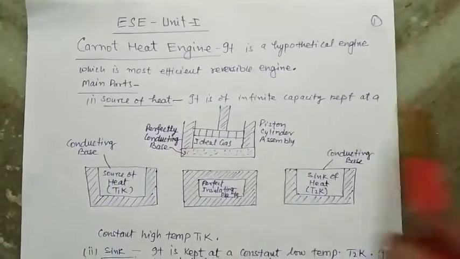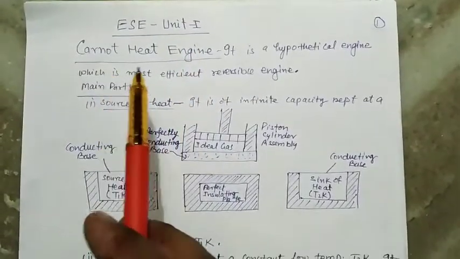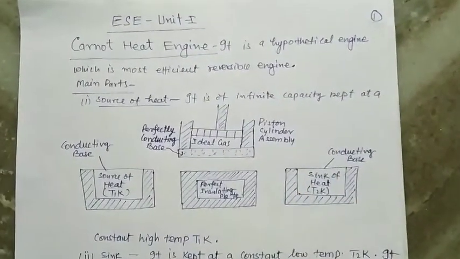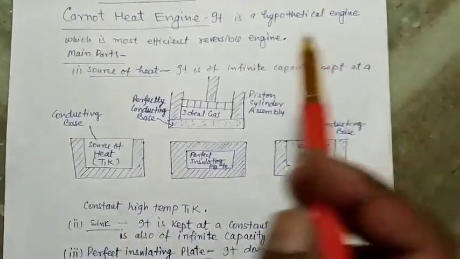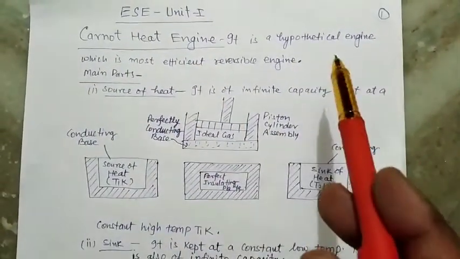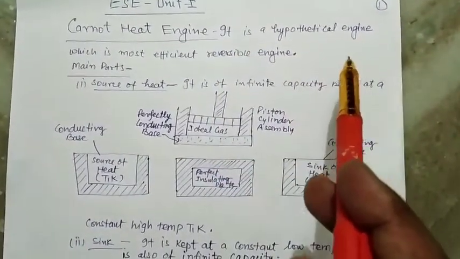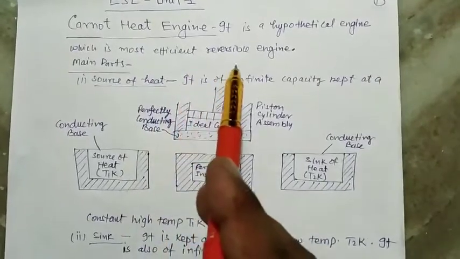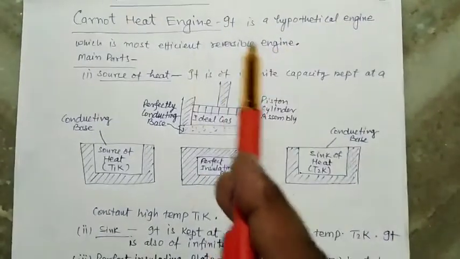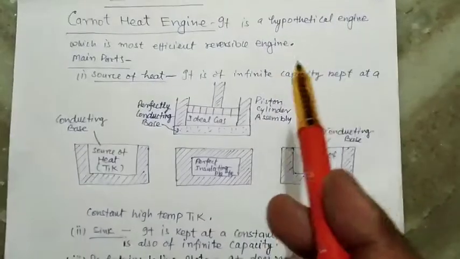Dear students, in ESA unit number 1, our next topic is Carnot heat engine. I would like to remind you that Carnot heat engine was a hypothetical engine and it never came into existence. It is a hypothetical engine which is the most efficient reversible engine. The efficiency of this engine is highest and it is absolutely hypothetical.